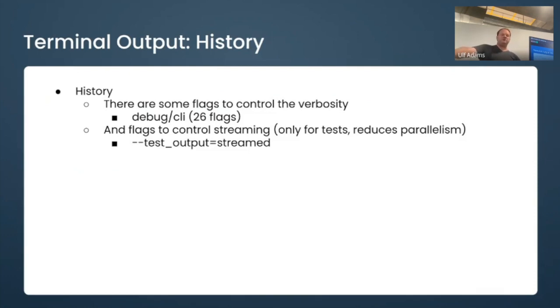There is one flag to control streaming for tests specifically. There isn't any way to get streaming out of normal actions, but you can stream test output. So again, if you have that 10-minute running test, you can get the test log as it's written by the test. And as soon as you see that it failed or passed, you have that feedback in a timely manner. You don't have to wait for the 10-minute action to complete. There are some pitfalls there.